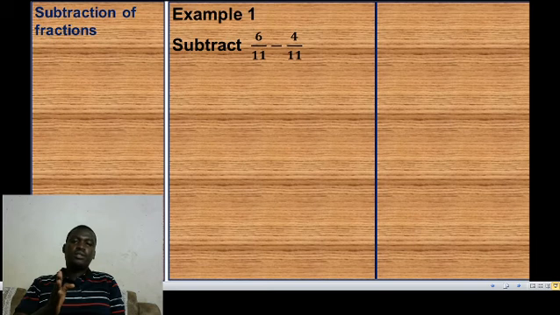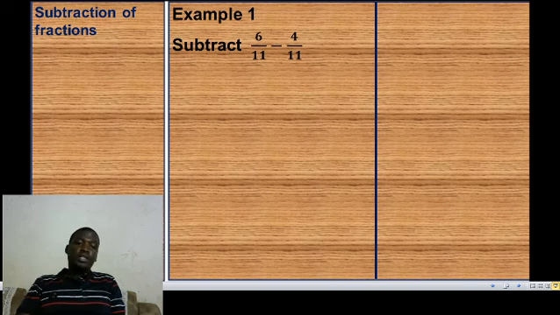So we are saying subtraction of fractions. Let's take a look at number 1. The question is saying subtract 6 out of 11 minus 4 out of 11. When we were talking about addition, we talked about similar denominators. When you have similar denominators, you are supposed to only identify one common denominator, or we take it as the LCM of 11 and 11. The LCM will be 11.